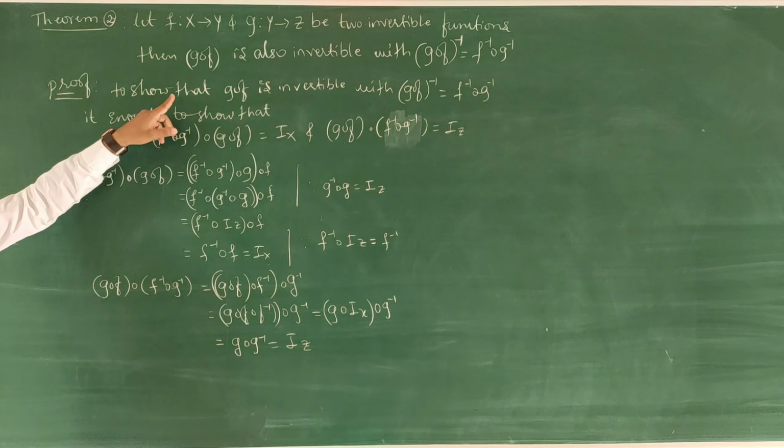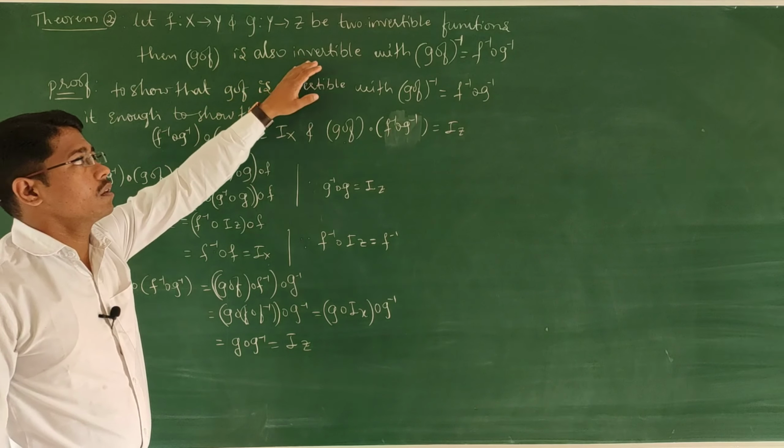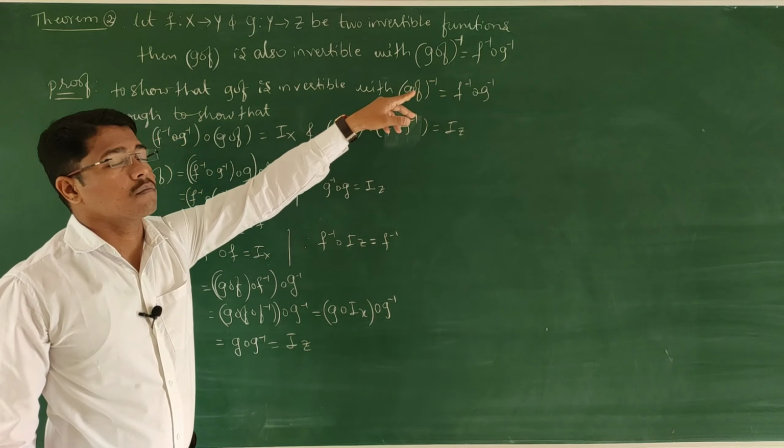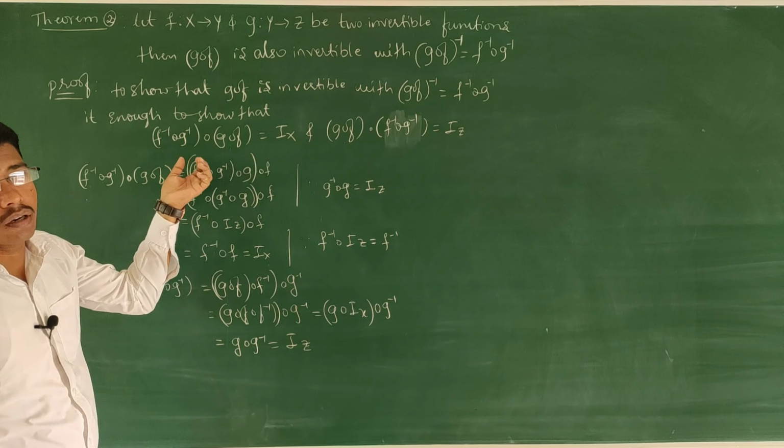Therefore we can say that gof is also invertible with gof inverse equal to f inverse composition g inverse, right? This is theorem number 2.